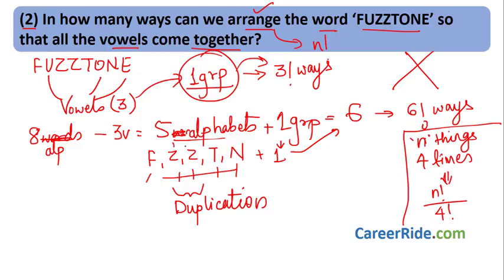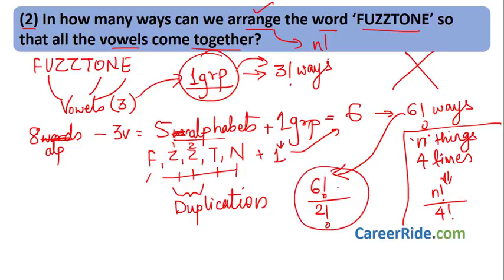Z appears once and twice, 2 times. So the total number of ways in which we can arrange these 6 things is 6 factorial upon 2 factorial, since Z appears 2 times. If Z would have appeared 3 times, we would have written 6 factorial upon 3 factorial. So now we can have the final answer as 3 factorial into 6 factorial upon 2 factorial.